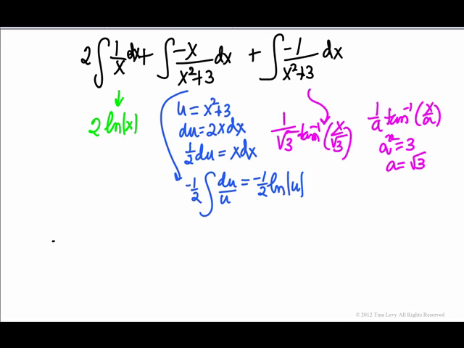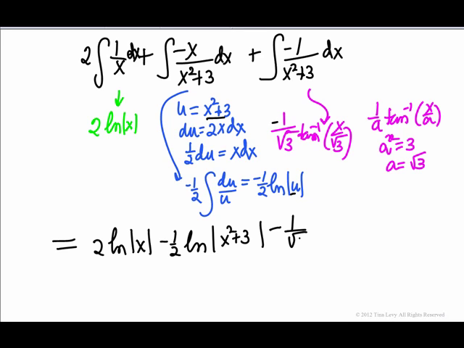So now completing this, we get 2 the log of the absolute value of x. This is minus a half the log of, well, the u value was x squared plus 3. And this one, with the minus in front, it's minus 1 over radical 3 inverse tangent x over radical 3 plus a constant. So although it is large and very long, we did it in an easier way with partial fraction decomposition.